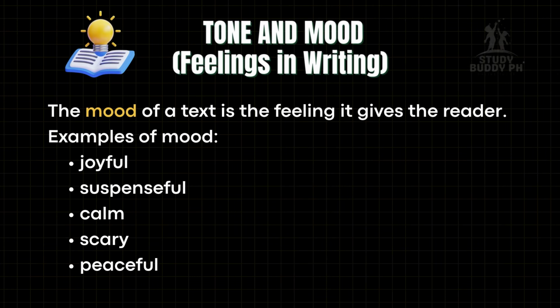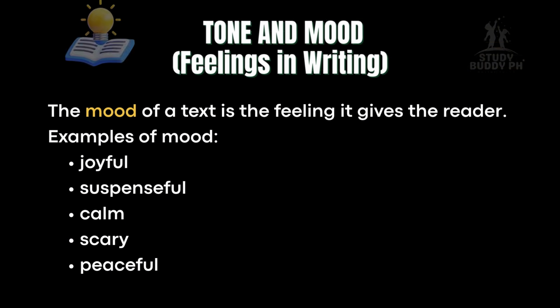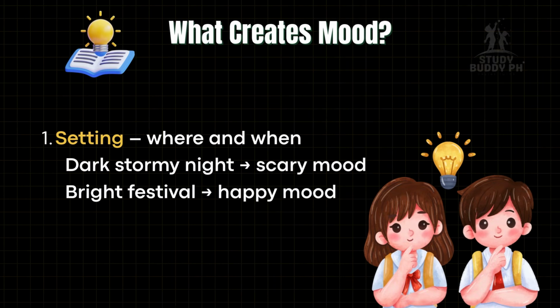The mood of a text is the feeling it gives the reader. Examples of mood: joyful, suspenseful, calm, scary, peaceful. What creates mood? 1. Setting, where and when. Dark stormy night, scary mood. Bright festival, happy mood.